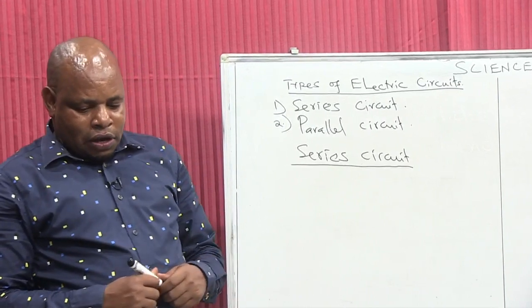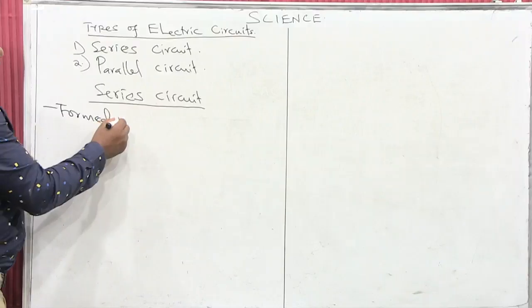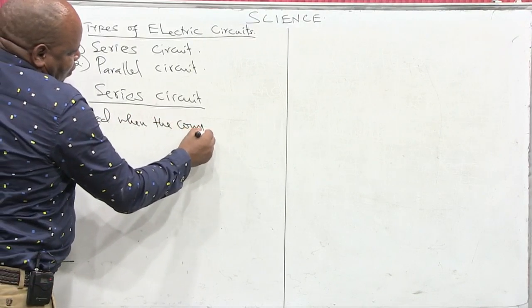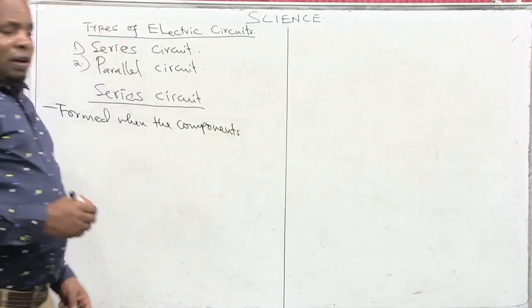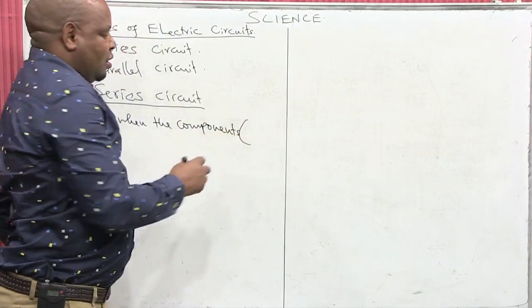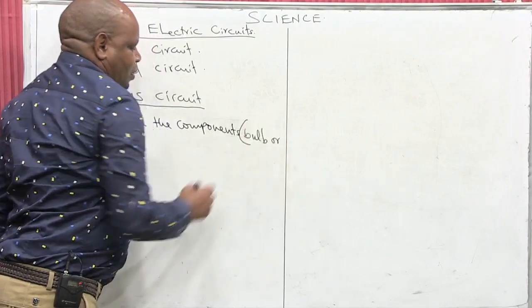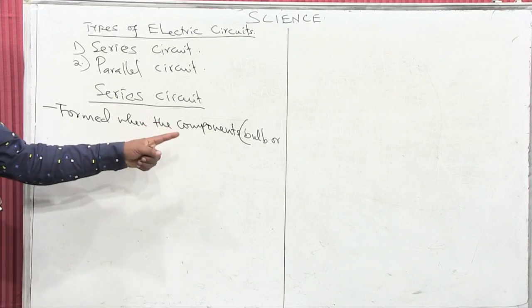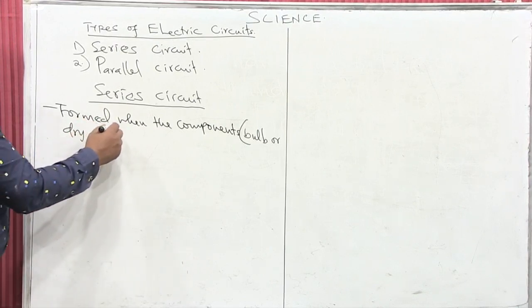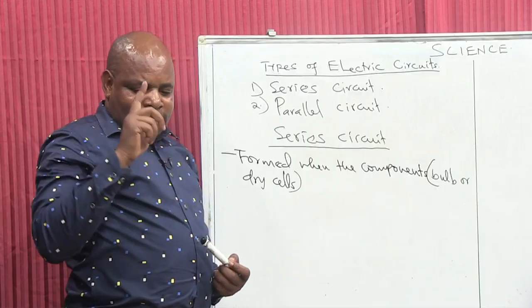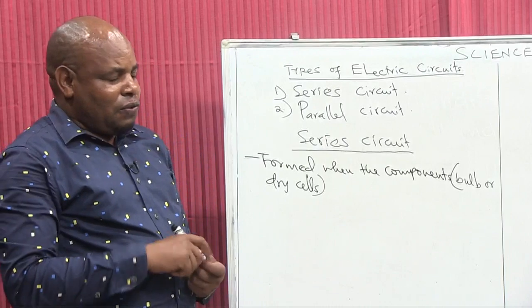A series circuit is formed when the electrical components, which can either be bulbs or dry cells, are arranged in series, or arranged in a way that there is a single path for the current to flow.